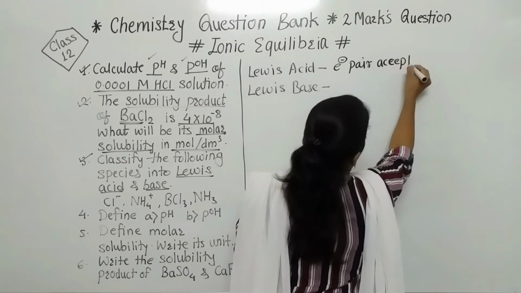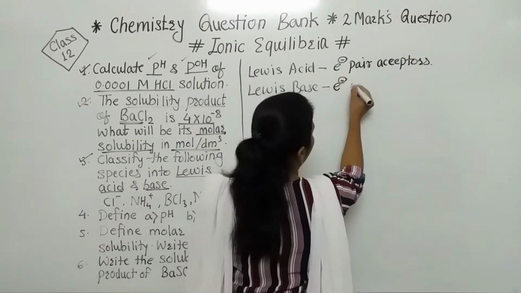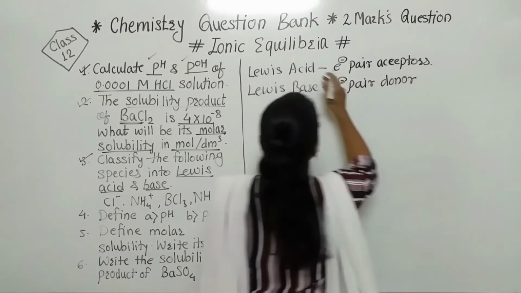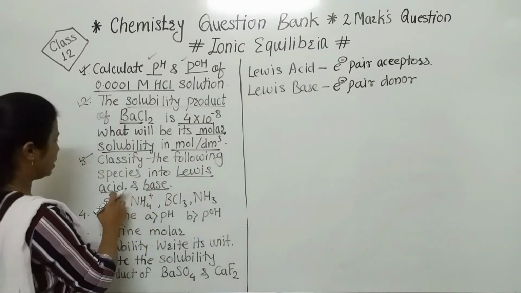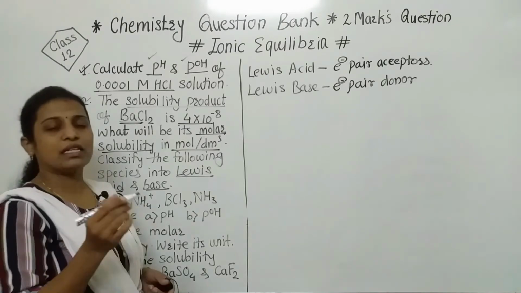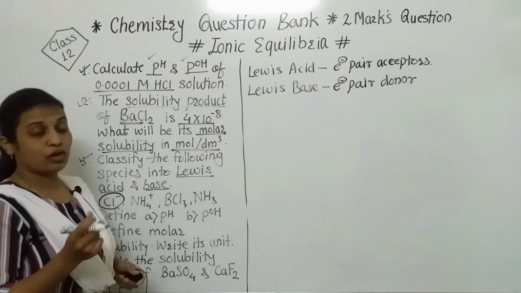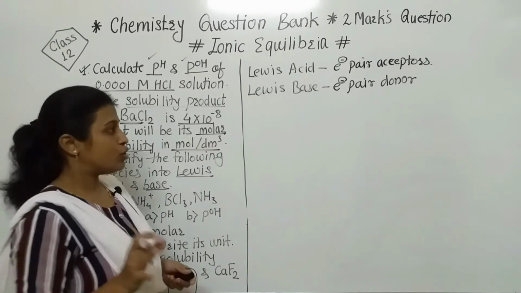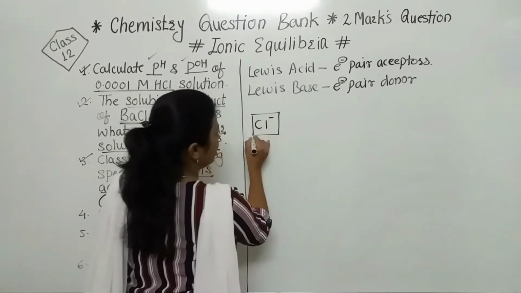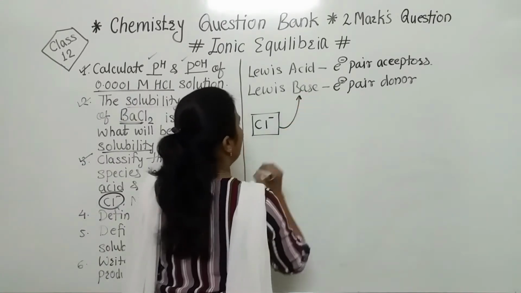These are called Lewis acids, and those species which donate the electron pair are called Lewis bases. So this is the simple concept. Now we have to see which ions they have given. First one is Cl minus. Cl minus is already an electron rich species, so it will prefer to lose electrons instead of gaining them. So Cl minus belongs to which category? It will prefer to donate the electron, meaning it is a Lewis base.